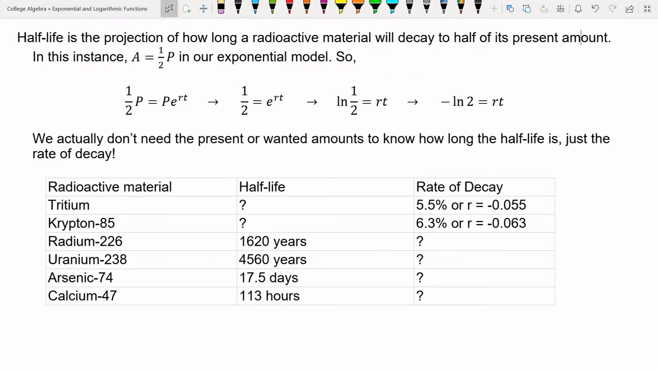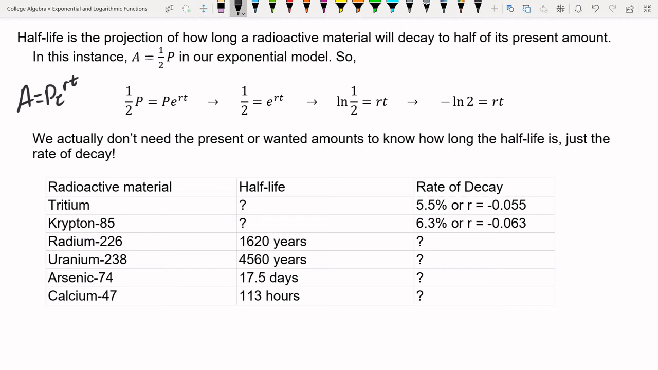Okay, the last type of problem we're going to be dealing with here is half-life. And half-life is how long a radioactive material takes to decay to half of its present amount. That's what I've written there. What we're pretty much saying here is we're using A equals P e to the rt. That's because radioactive material continuously decays. It never stops decaying. It is technically not a continuous thing, but it's such a fast rate that it's effectively continuous. So we can use this formula as a good estimation for that.